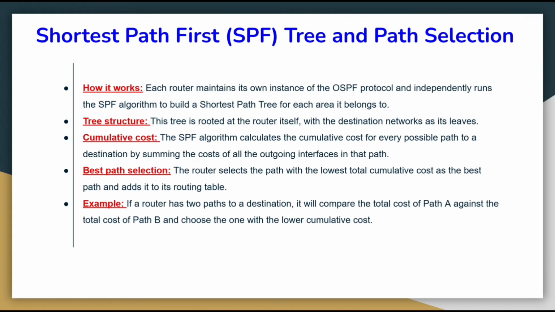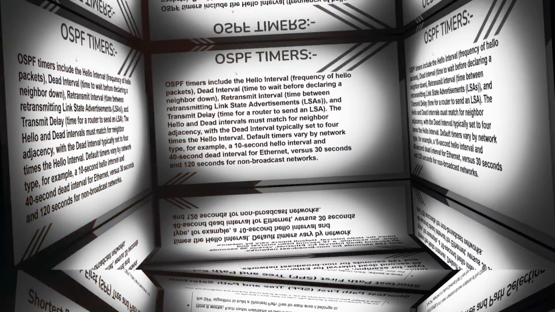Best path selection. The router selects the path with the lowest total cumulative cost as the best path and adds it to its routing table. Example: if a router has two paths to a destination, it will compare the total cost of path A against the total cost of path B and choose the one with the lower cumulative cost.